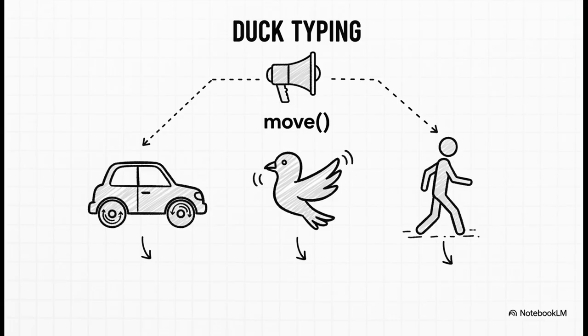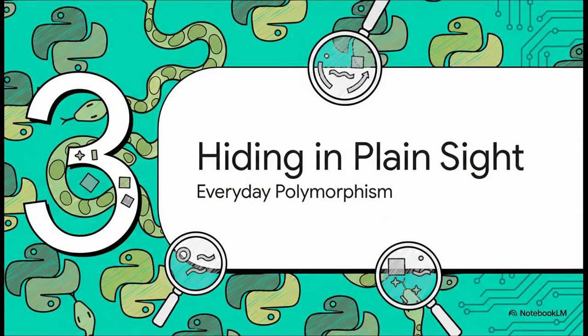Python says, I don't care what you are, I only care what you can do. If it has a .move method, I can treat it like something that moves. This is duck typing, and it's an absolute superpower. You know the wildest part about all this?